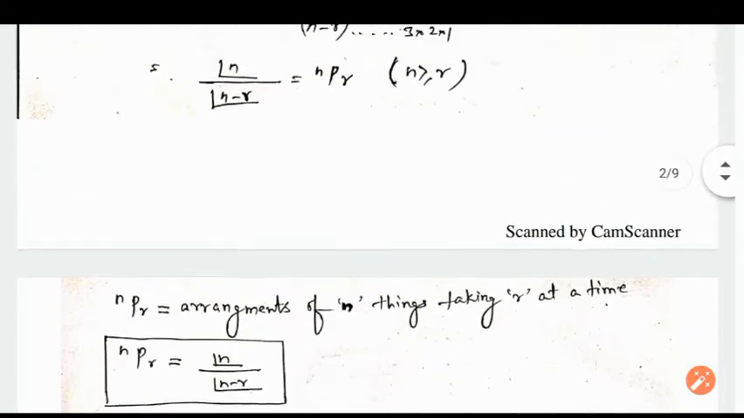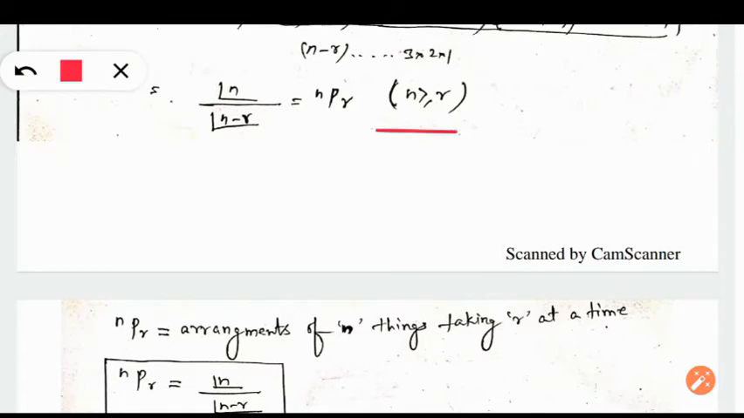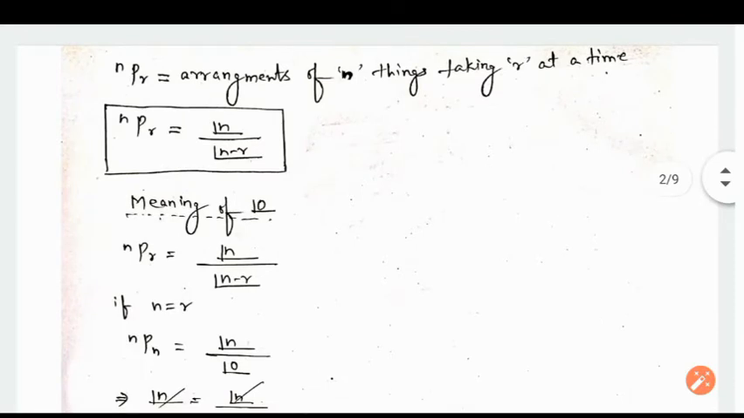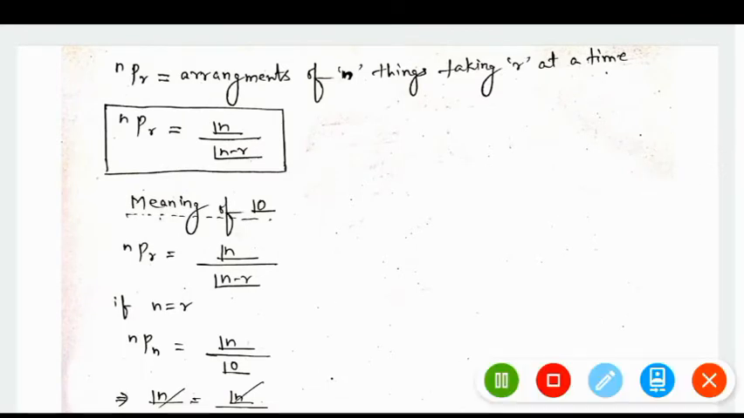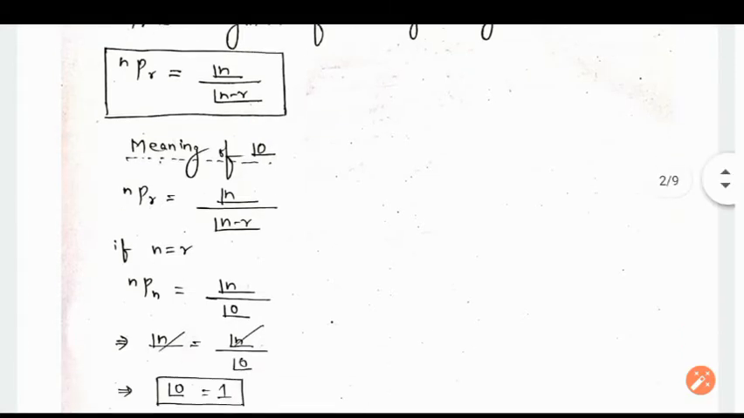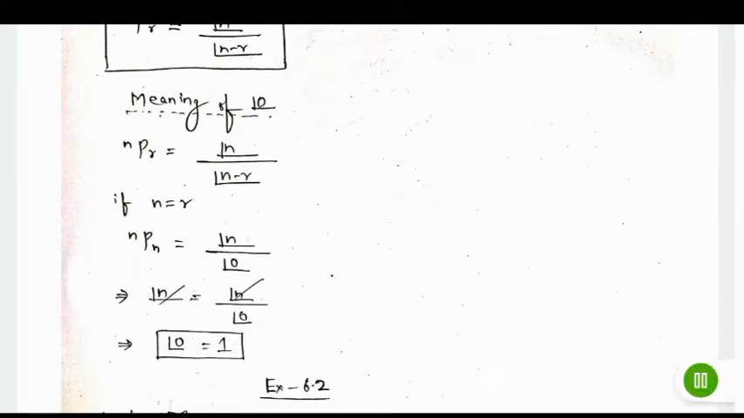So now we can say, and one more thing, n must be greater than or equal to r, okay? N should be greater than r, or it may be equal to r. Now see, we have nPr, which means arrangement of n things taking r at a time, clear? And whose formula is this, which I have already shown you, how nPr becomes n factorial by n minus r factorial.